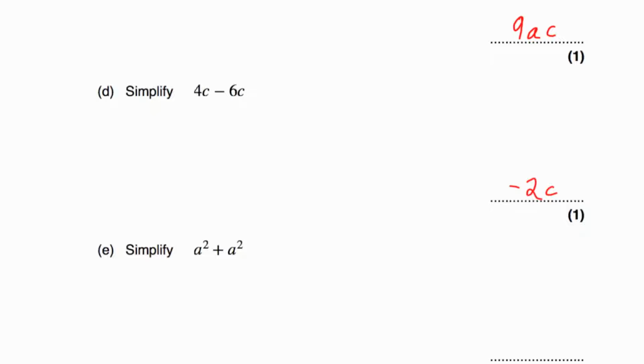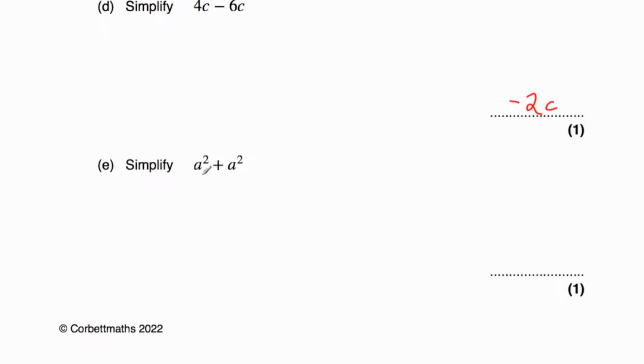Okay, next question. Question e. If we have a squared and we add another a squared, well that's 1 lot of a squared plus another lot of a squared, so altogether there'd be 2 lots of a squared, so that would be 2a squared. Just counting up how many a squareds there are. 1a squared plus another a squared is 2a squareds.